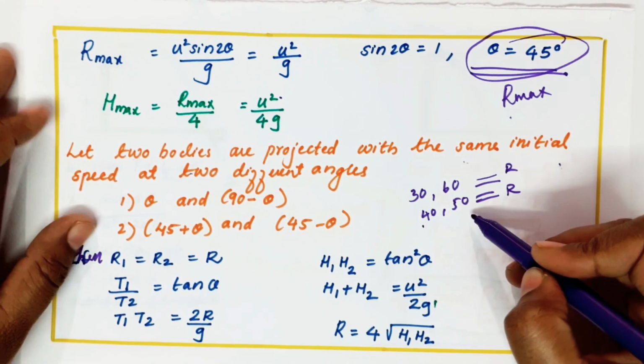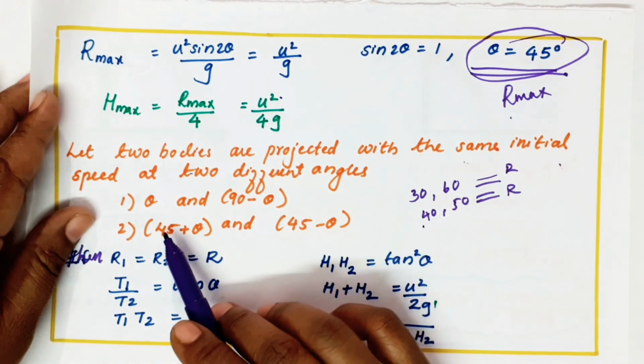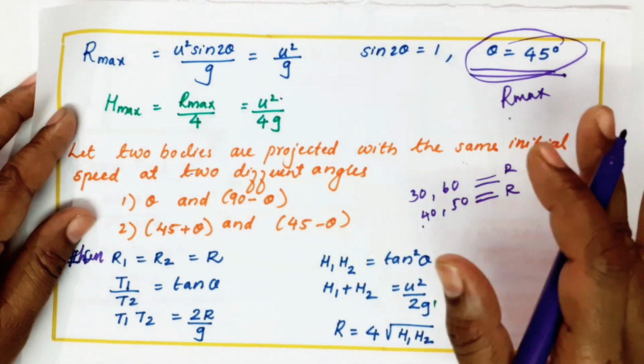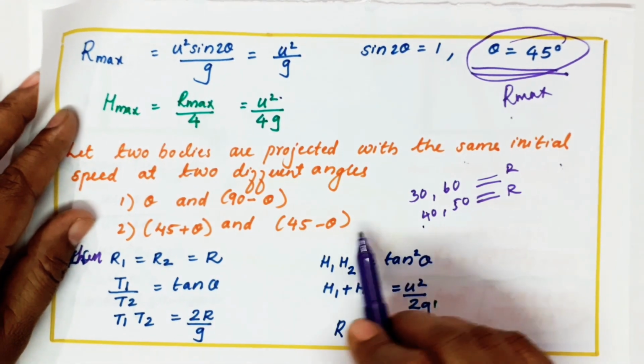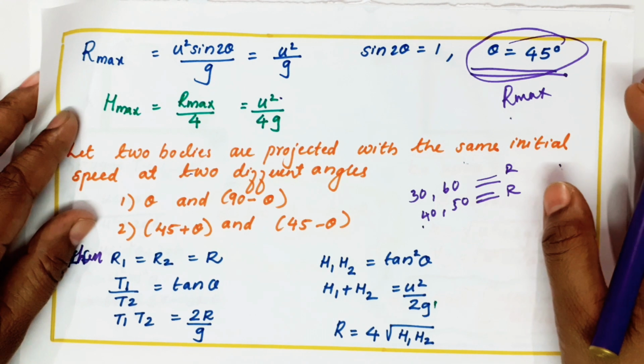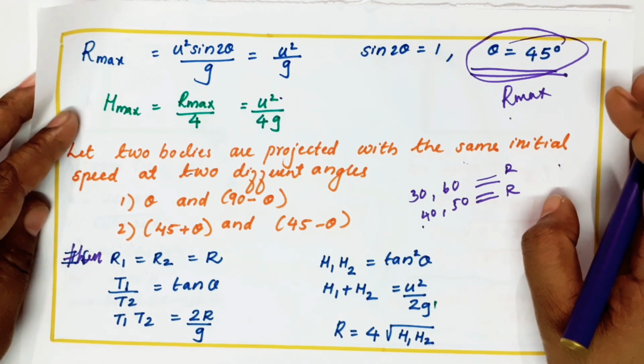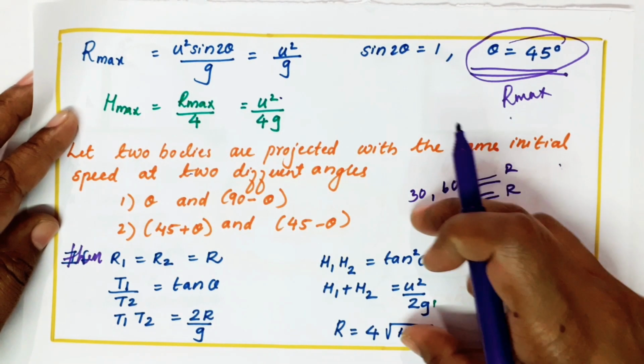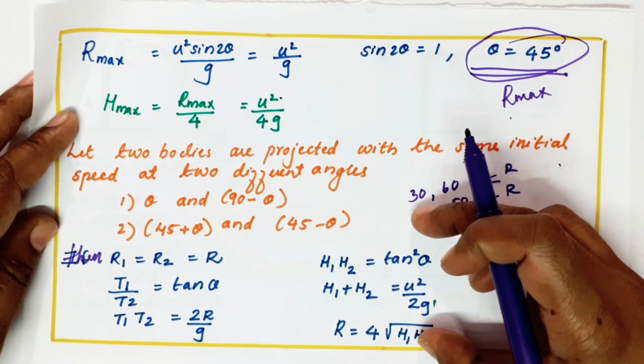Same range will be for 50 degree also. So theta and 90 minus theta we are getting same range, or 45 plus theta and 45 minus theta also we are getting same range. Now with that I derived a few things, because sometimes they may ask a shortcut.